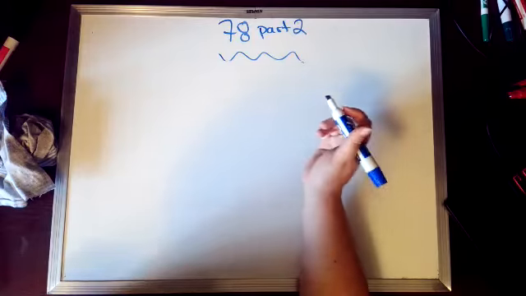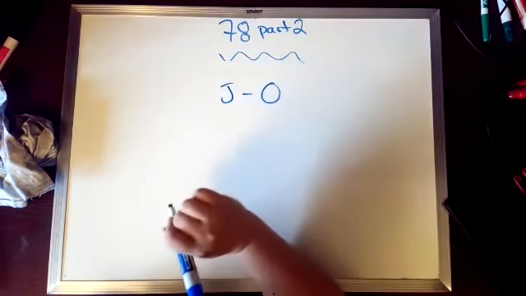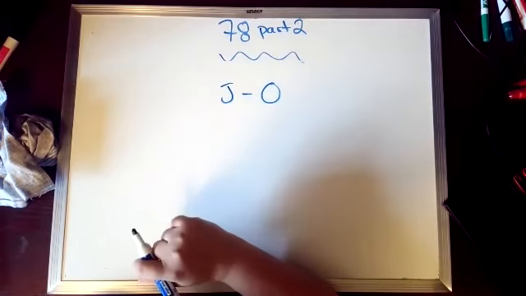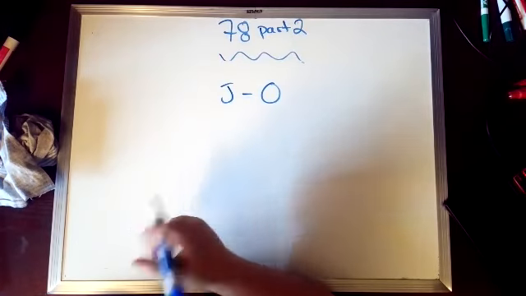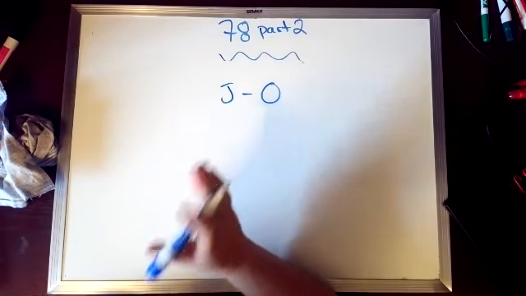So for lesson 78, part 2, you were doing questions J to O. Okay, J to O is part 2. The other ones were part 1. So if you need a reminder of those ones, you need to go to part 1 of 78. But J to O is part 2.